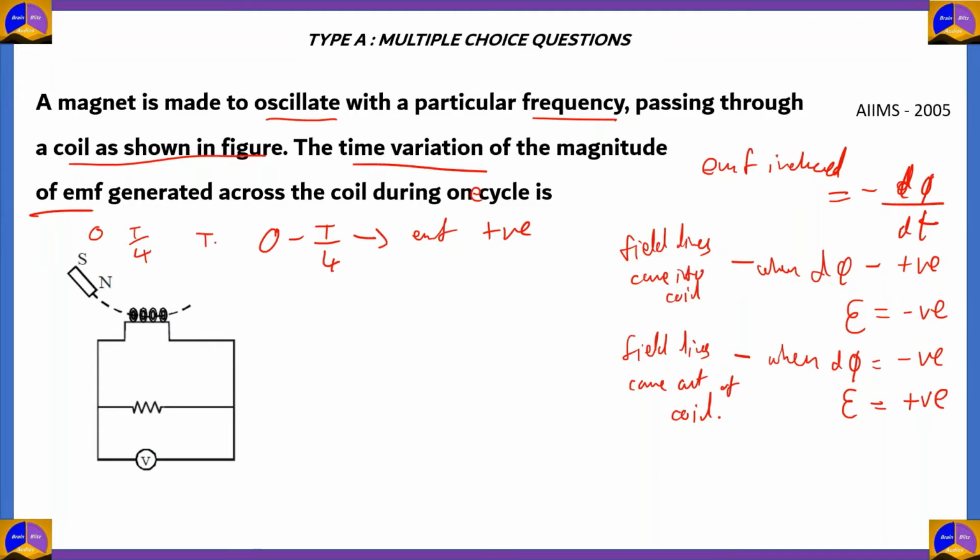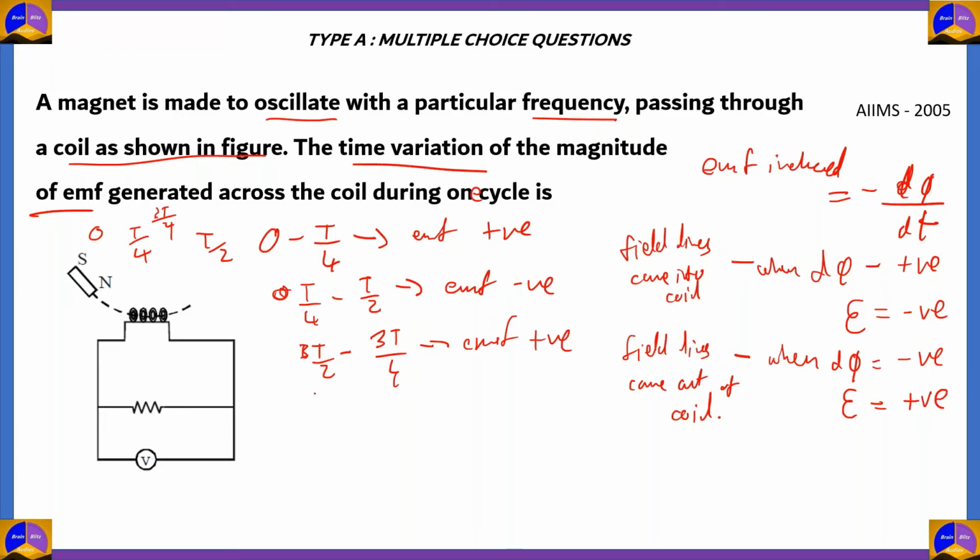And from T by 4 to T by 2, the magnet is moving away. So therefore, the EMF is now negative. When we take the time period from T by 2 to 3T by 4, that means from half to 3/4 of the time period, again, the EMF becomes positive. And from 3T by 4 to the total time T for one oscillation, the EMF is again negative. So these are our 4 scenarios.